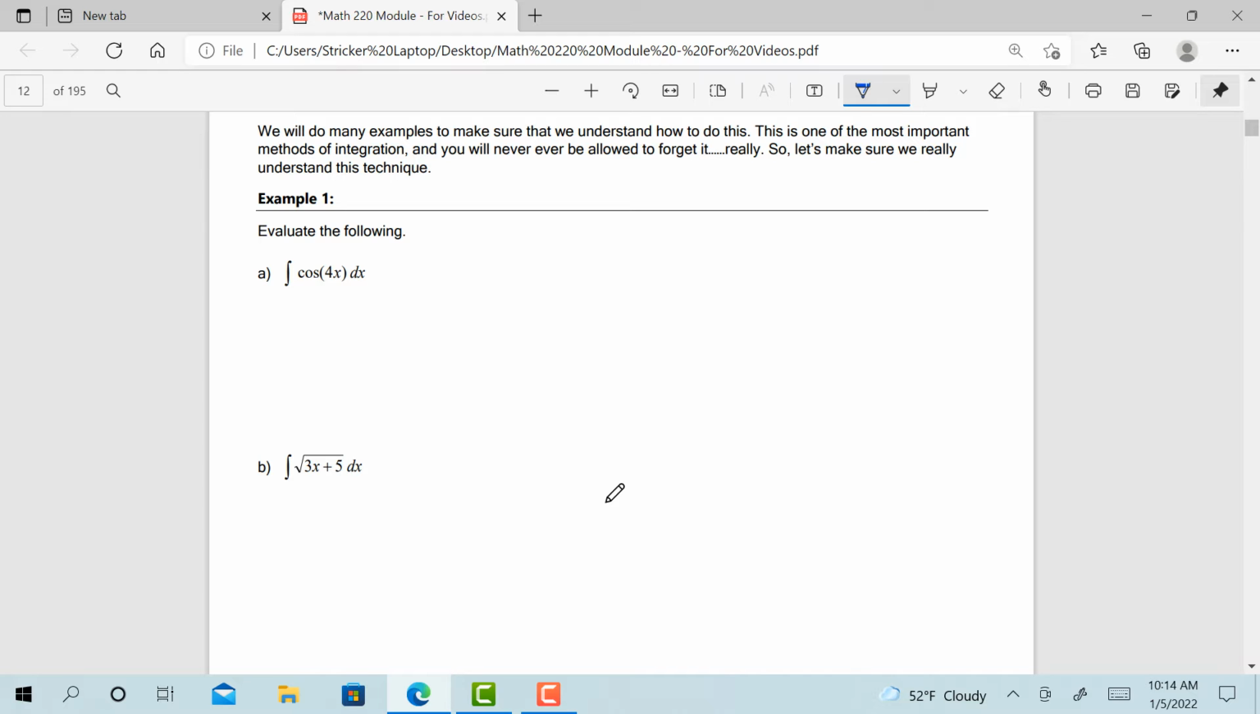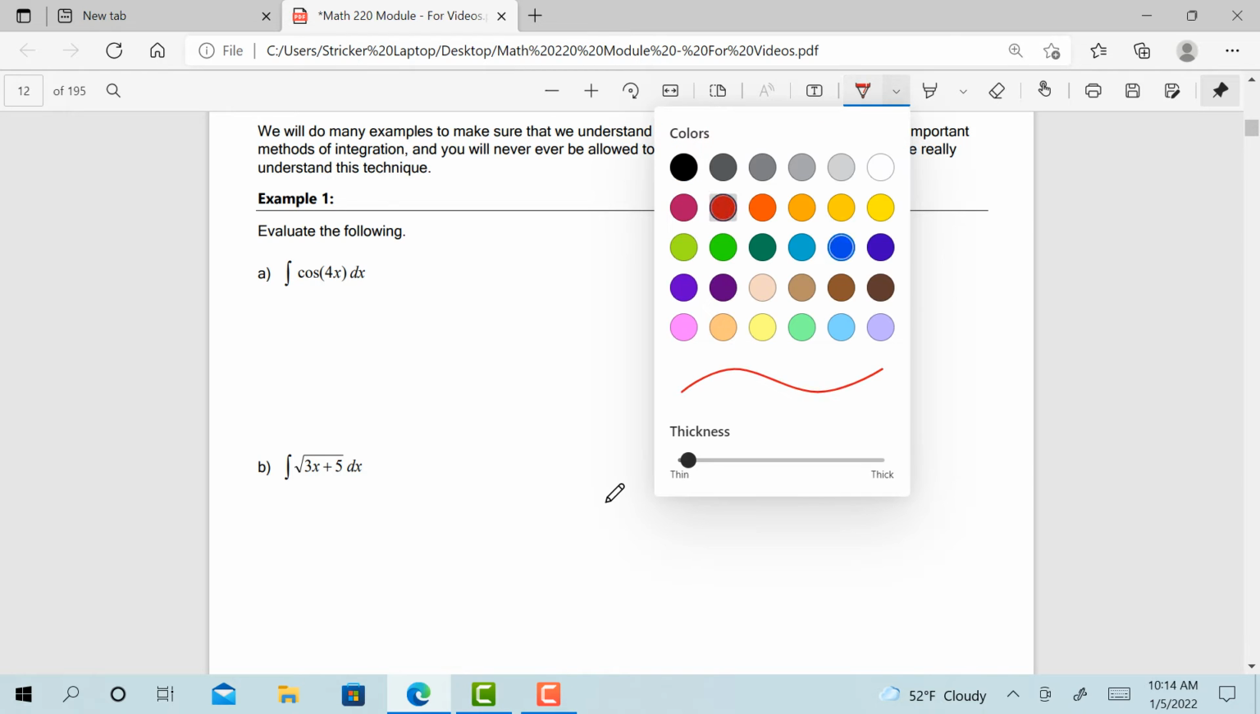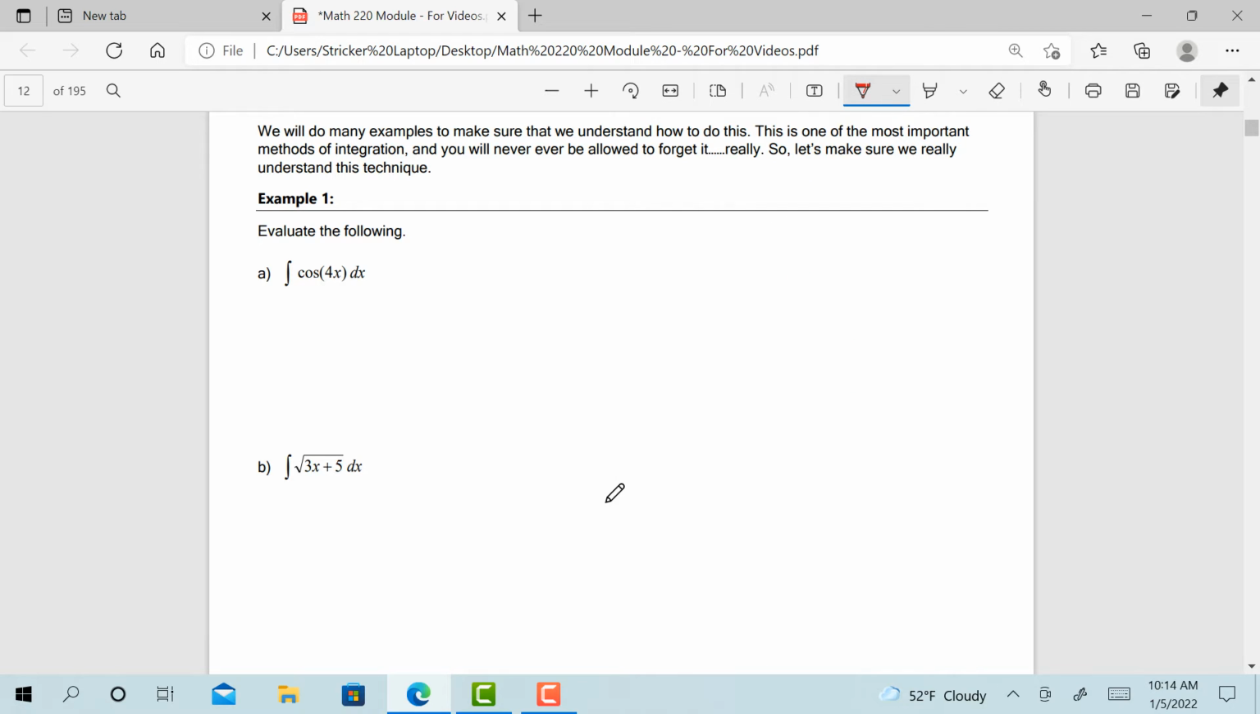So if I let u, as I suggested previously, be the inside function, in the first one, I would let u equal 4x. And then we calculate the differential, which would give us du equals the derivative of 4x, which is 4. Then we add a dx on the end. And depending on how your teacher taught this, they may have you solve for dx. That's how I do it. So if you solve for dx, you get dx equals du over 4.